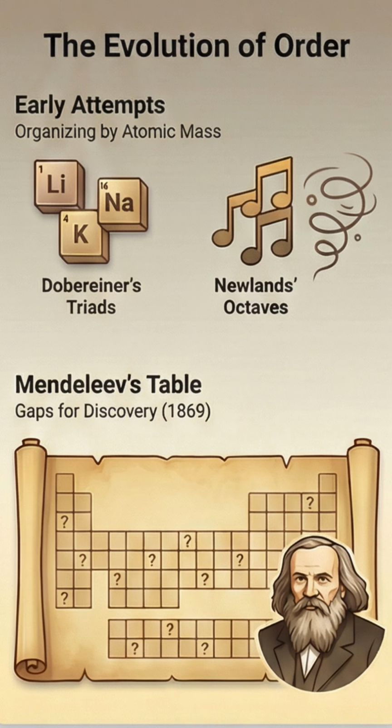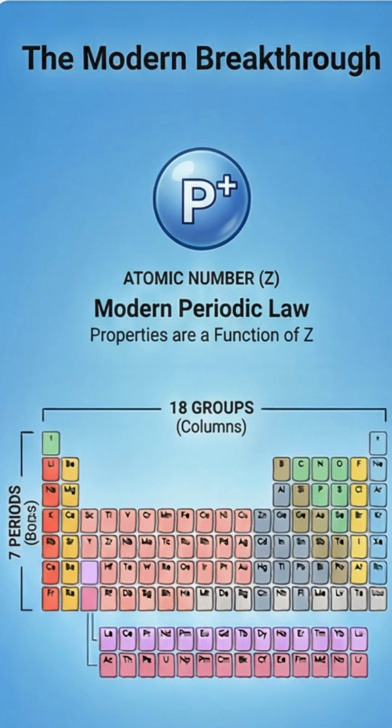The modern periodic table is built on atomic number, the count of protons in an atom's nucleus. Modern periodic law states that elemental properties are periodic functions of atomic number. Arranged this way, elements form 7 horizontal periods and 18 vertical groups, where members of each group share similar chemical behavior.